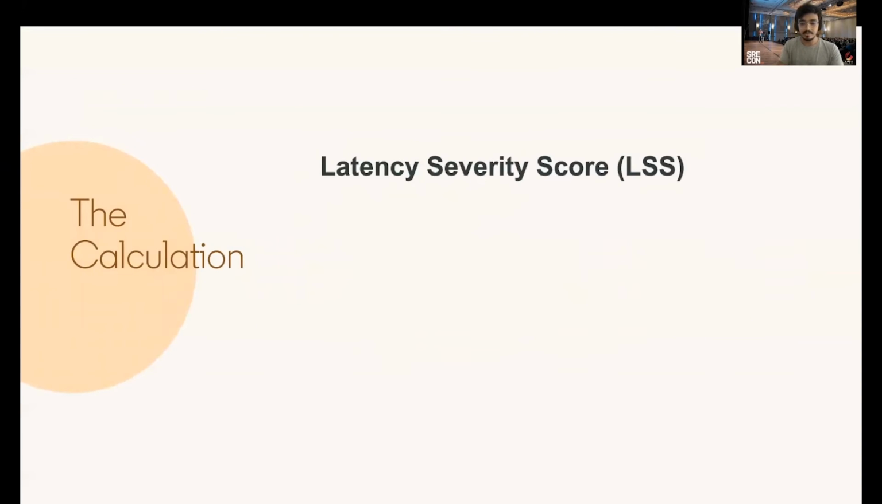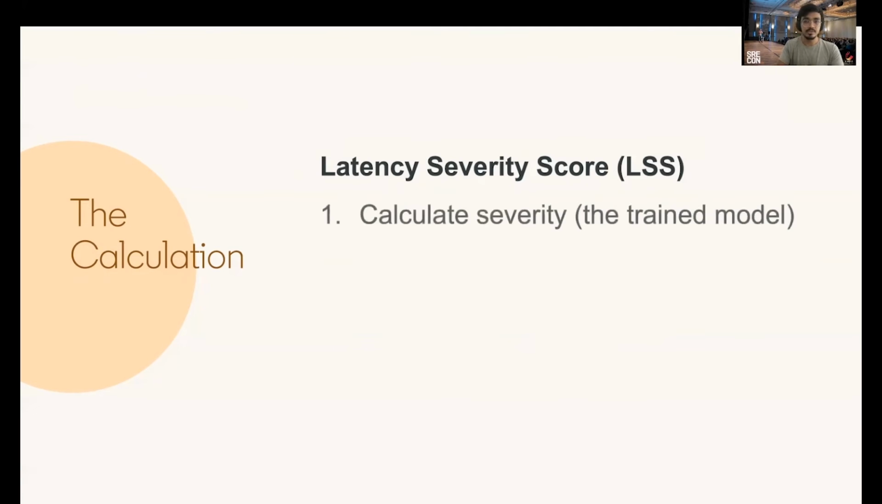Coming to the calculation, there are multiple things that we do. We have some severity scoring techniques, which tell us how severe the service is. And we have some filtering techniques, which will filter out a lot of the services. The first technique that we started off with is called latency severity score, LSS.